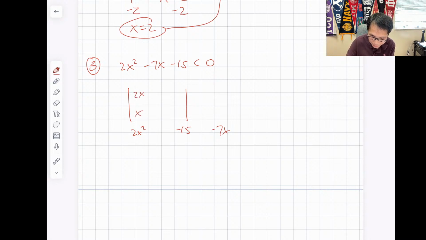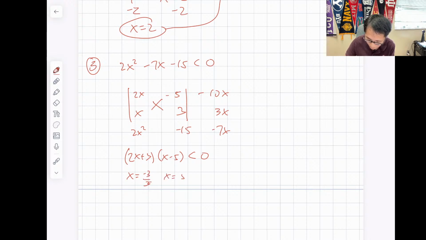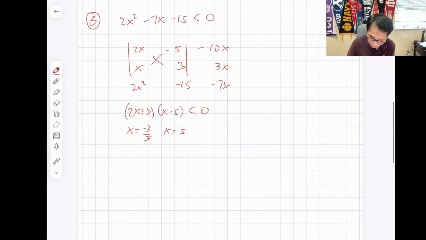So 2x times x. This one I'm going to do 5 times 3. So that's going to be 10x and 3x. This one's going to be negative. So it'll be 2x plus 3 times x minus 5 is less than 0. X equals negative 3 over 2, and x equals 5.